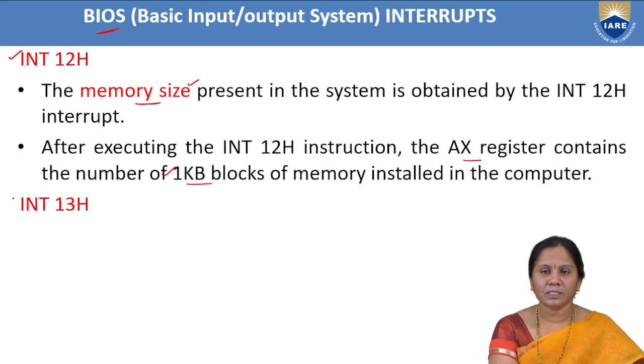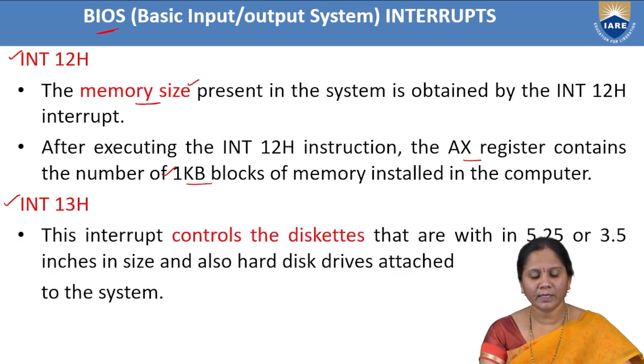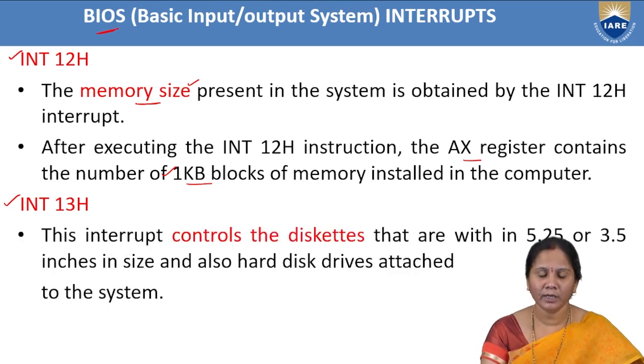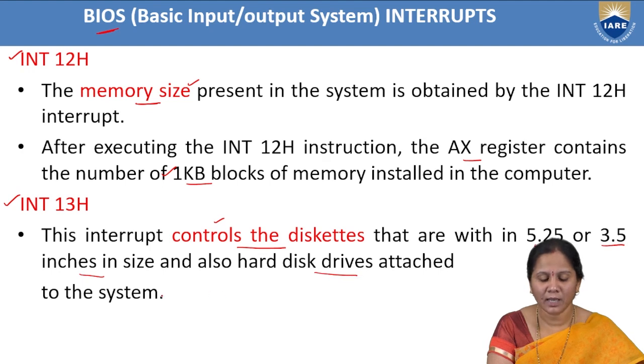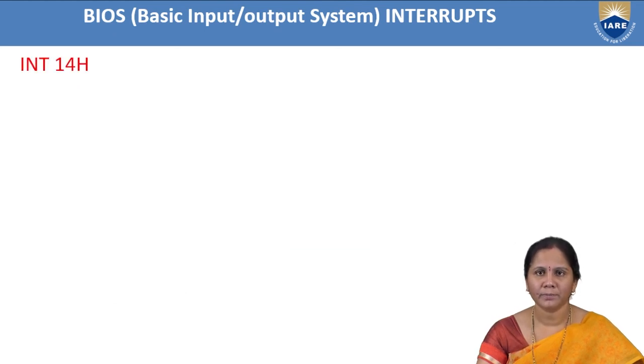And the next BIOS interrupt is INT13H. When this INT13H instruction is executed, it is going to control the diskette, that is nothing but floppy disks. So all the disks can be controlled by this INT13H interrupt, whether 5.25 or 3.5 inches in size, and also hard disk drives attached to the system. All these things will be controlled when this INT13H instruction is executed.